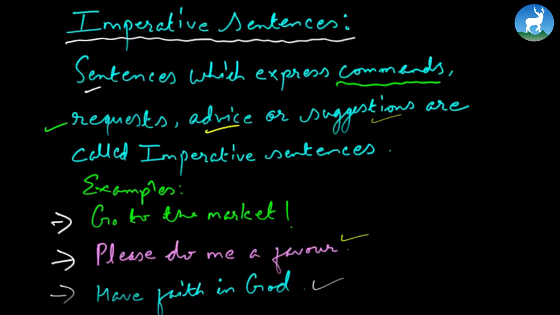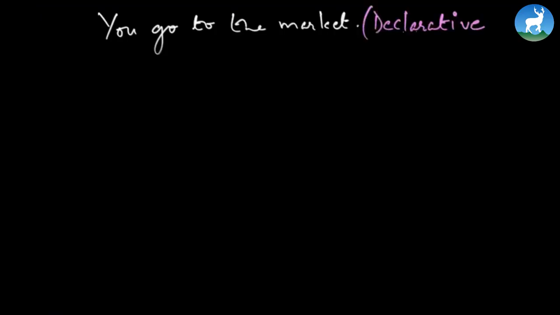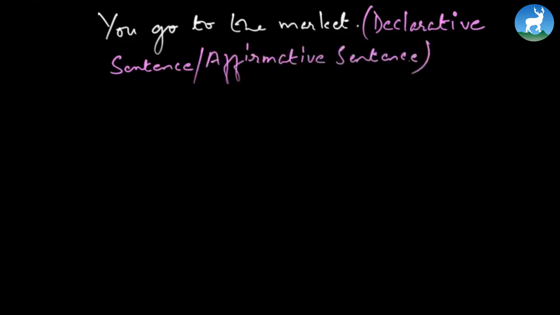Now the next thing that we have to understand is, if there's an affirmative sentence, like for instance, let's say, you go to the market. In this particular sentence, this is what we call a declarative sentence, or it is also called an affirmative sentence. It is called a declarative or affirmative sentence because it is making a statement here. You go to the market.